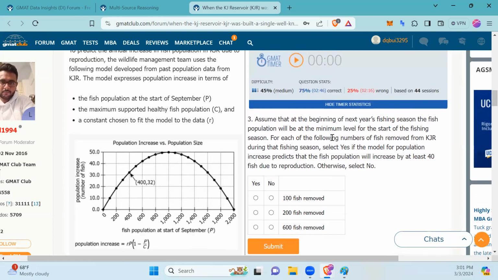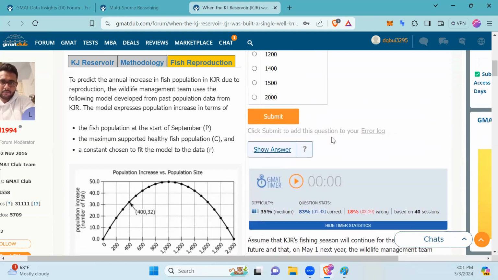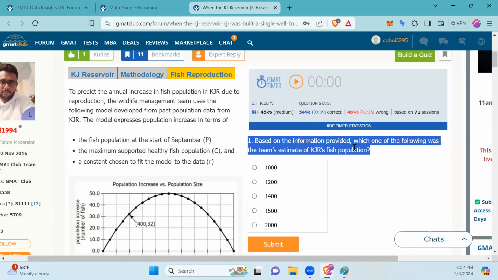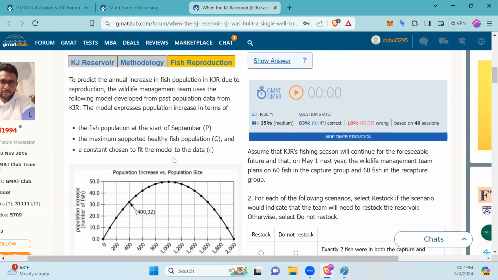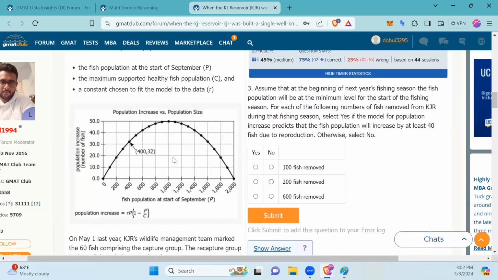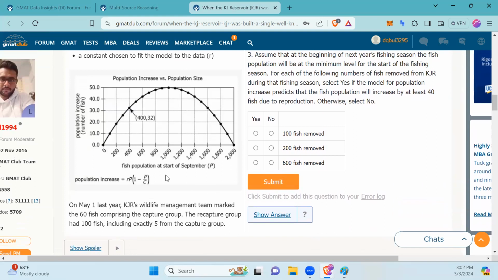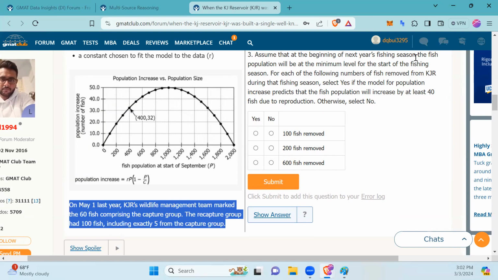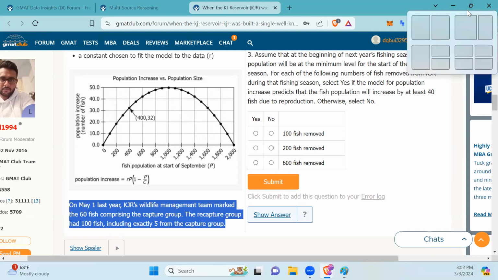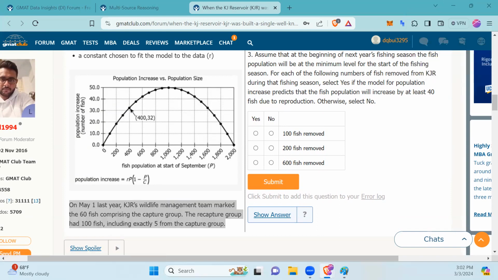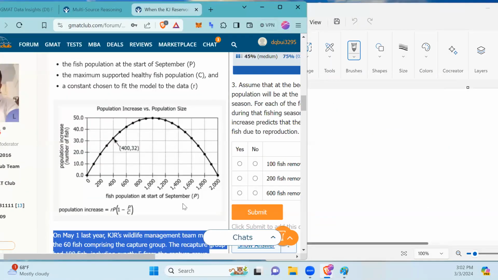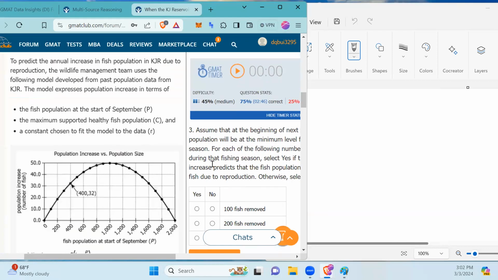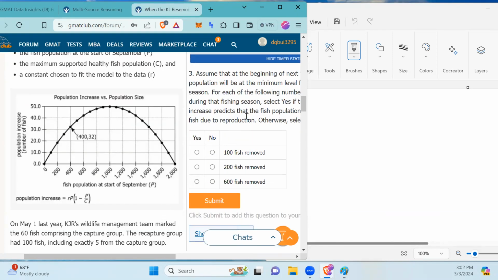Alrighty. Okay, so first question. Based on the information provided, which one of the following was the team's estimate of KJR's fish population? So to find a fish population, we're going to use that formula in the second tab, and the information in here. But can you briefly explain how you approach the first question? So the first question asks, which one of the following was the team's estimate of the fish population?